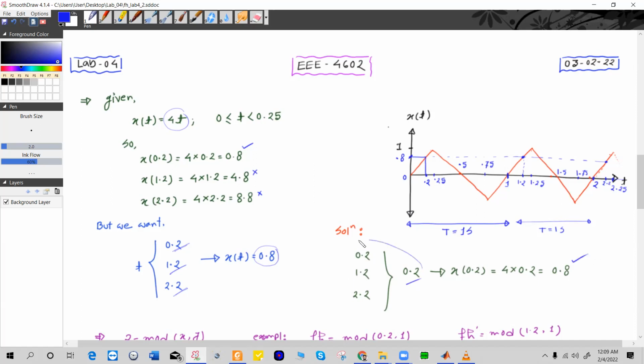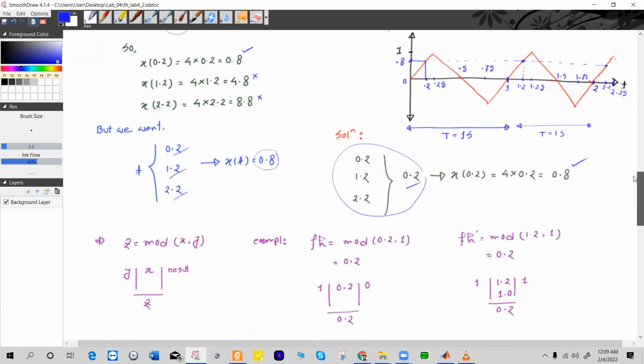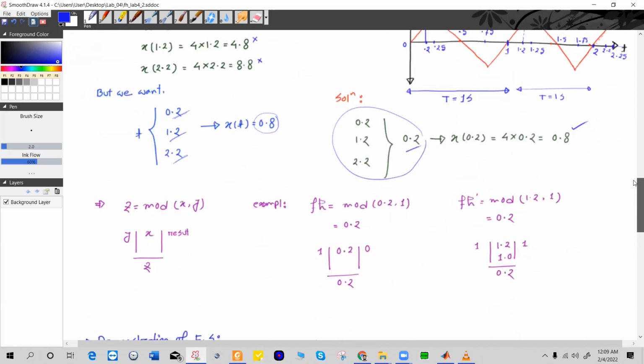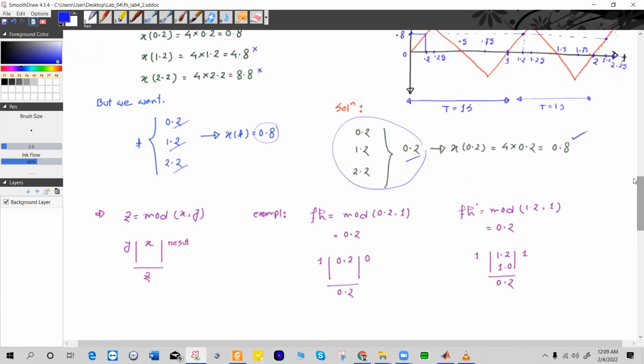For this, we have to ensure that whatever the time t, 0.2, 1.2, 2.2, let's convert this into 0.2. How can we do so? We can use one built-in function in MATLAB, that is mod. So let's see, z is equal to mod(x, y).